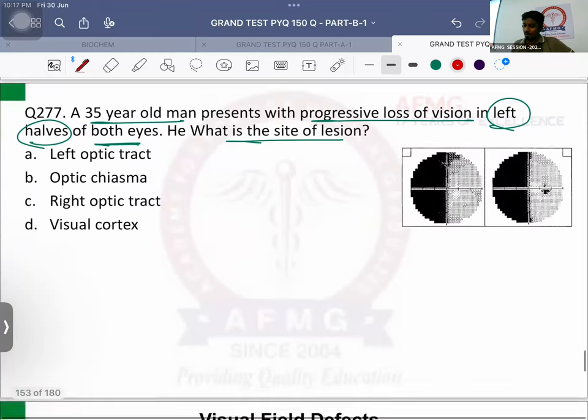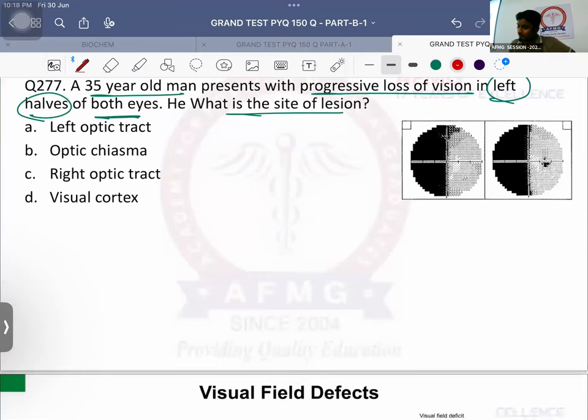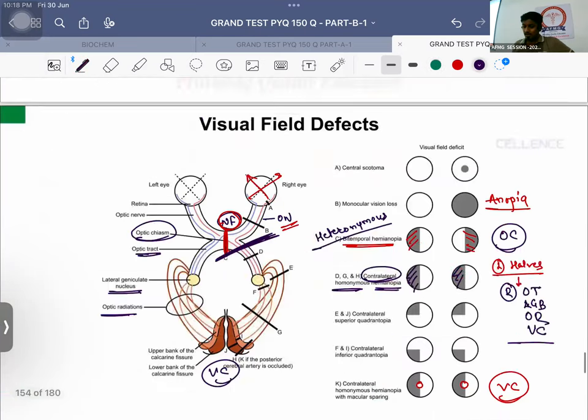Now, in our patient, there is vision loss in which halves? Left halves of both the eyes. So, where will be the lesion? Left side or right side? Right side. Okay, so right side at the optic tract. No issues with this.